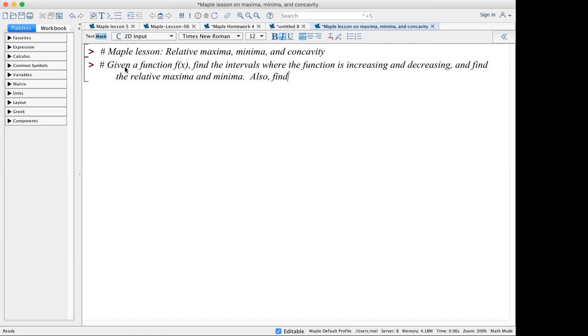Also, find the intervals where the function is concave up and concave down, and find the inflection points.